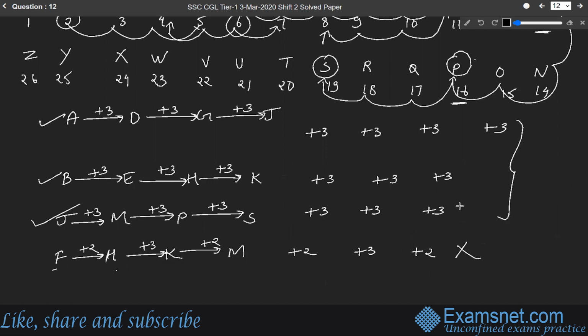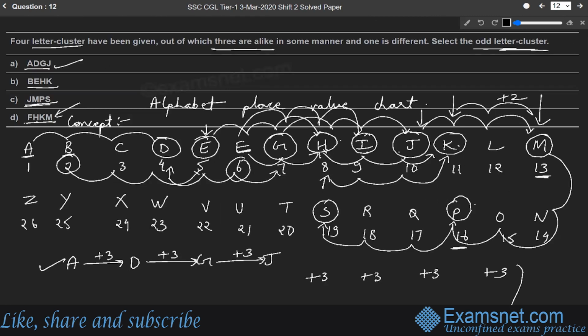So this is the different one. This is not the same as all the options. So this is the odd one out here because it is different from all the others. So for this question, the odd letter cluster is F, H, K, and M. So the correct option is option D for this question. I hope you are clear with it.